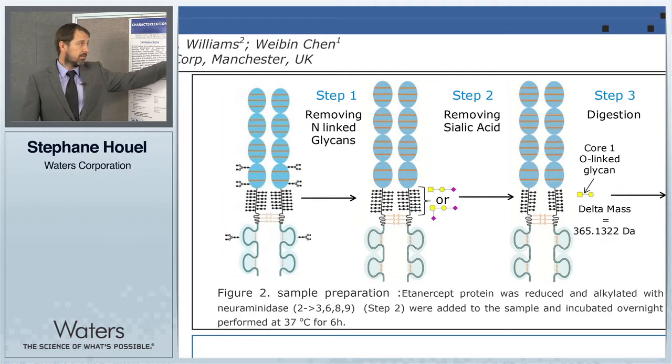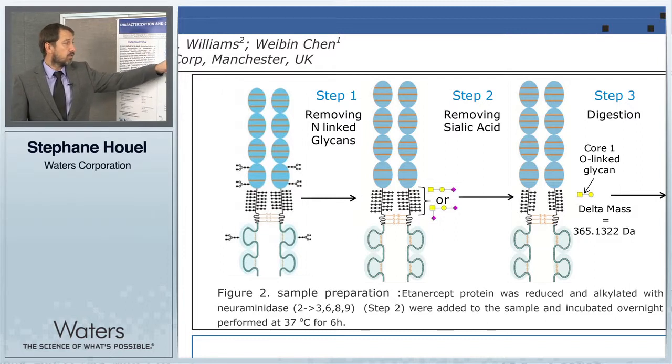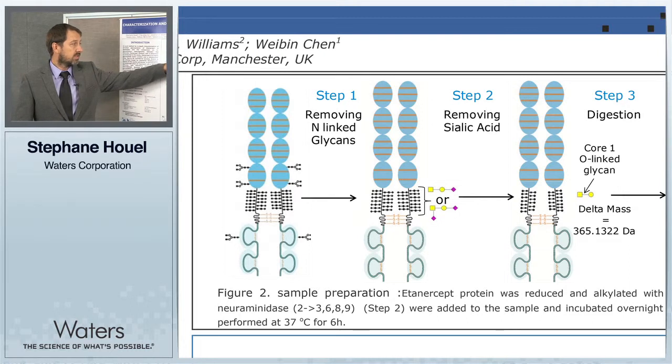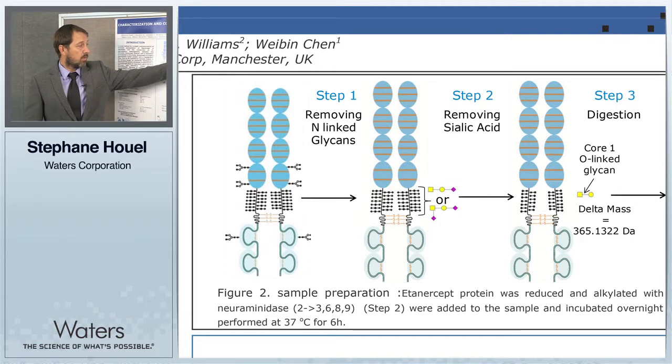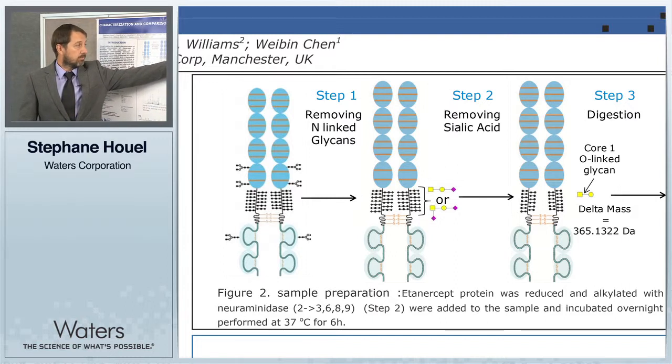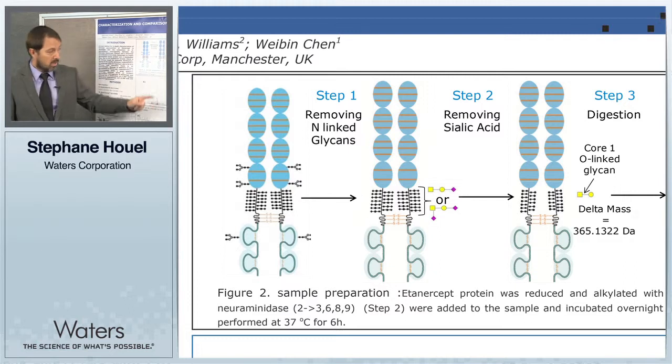But for the second step, for the sialic acid, we know Etanercept is expressed in CHO cells, so you will have a core 1 with 1 or 2 sialic acids. We use neuraminidase to remove the sialic acid. So now we'll have the protein with just the core 1 attached. And the last step would be trypsinization. Then we'll have a mixture of peptides with or without the O-glycan, and with the O-glycan, we'll just have the core 1 structure.